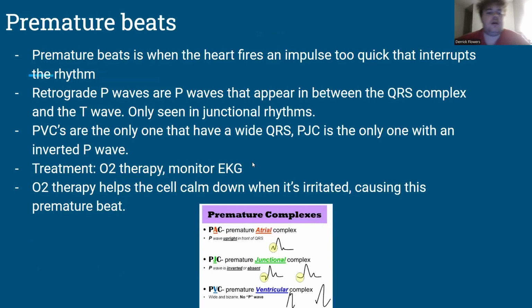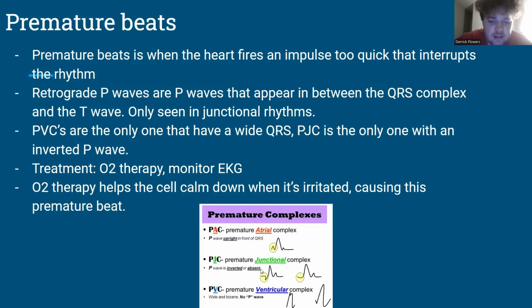Premature beats is when the heart fires an impulse too quickly and interrupts the rhythm. You have 3 different types, as I put in this image. You have PAC, a premature atrial complex, PJC, a premature junctional complex, and PVC, a premature ventricular complex. Each of these is different. PACs will have P waves. It's just when a beat happens too soon. You have this normal sinus rhythm going, and all of a sudden the atria jump in front and immediately conduct the beat. It shouldn't have, because it interrupted.